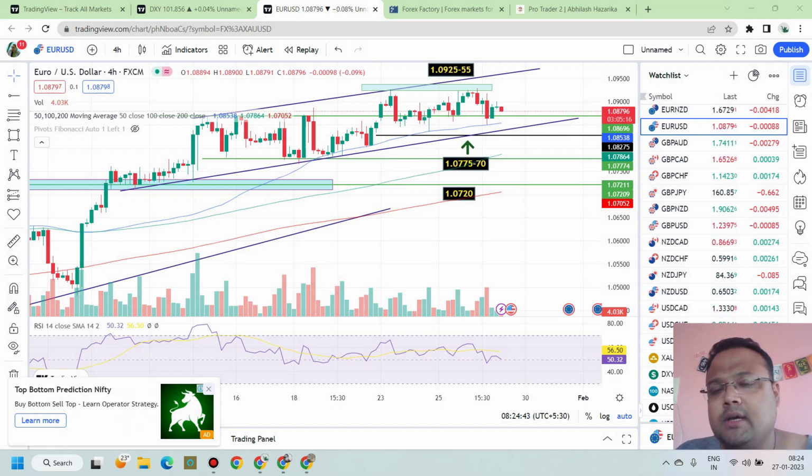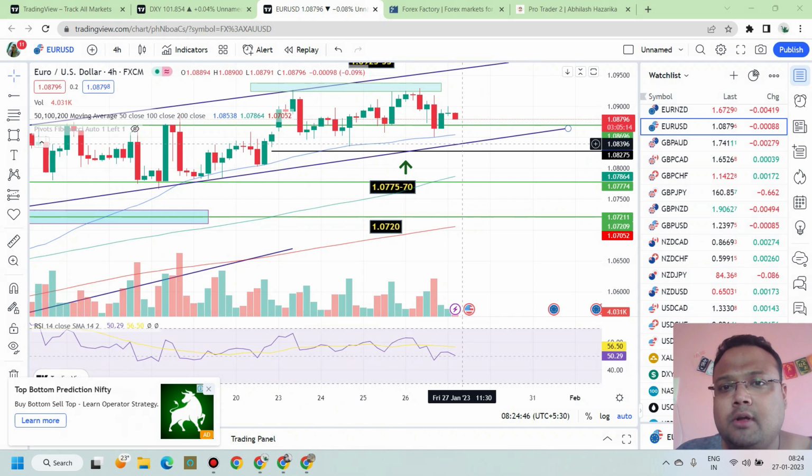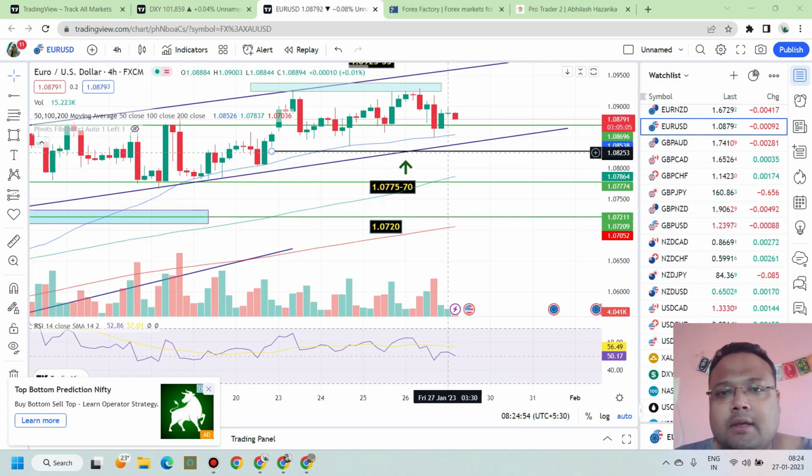But day traders, you can look for some support around the trend line, the 50 moving average, as well as the 1.0825 to 1.0840 level. So there are multiple levels on the chart. We have only one resistance here because the market is in an uptrend. We should not forget that.